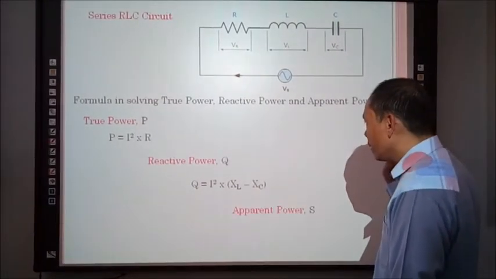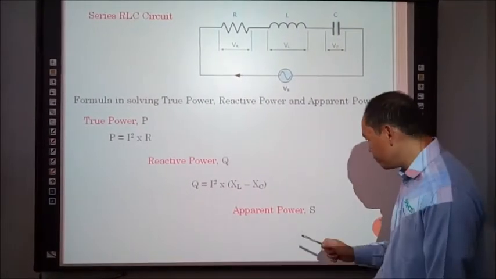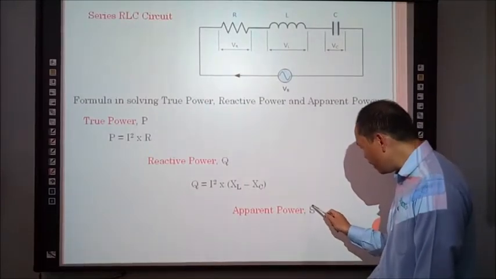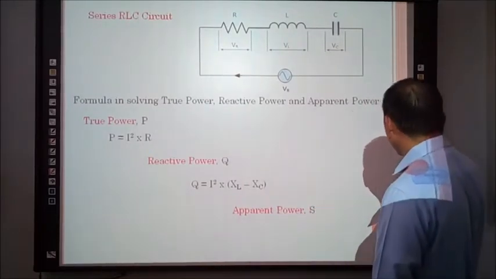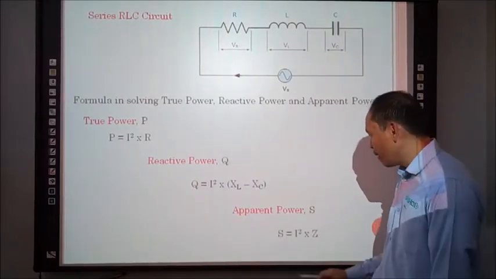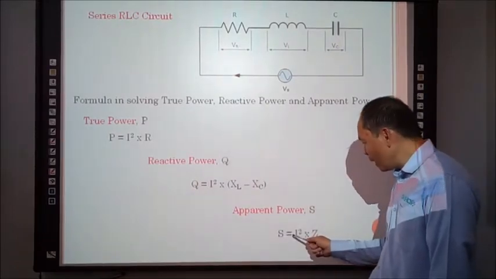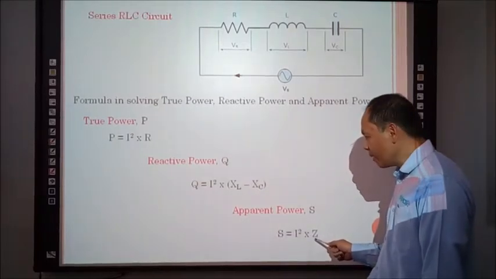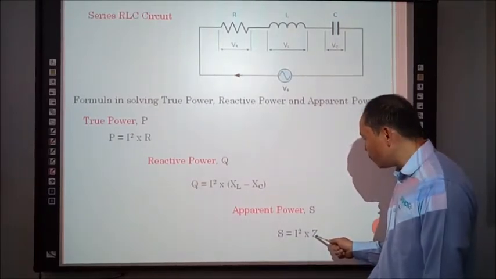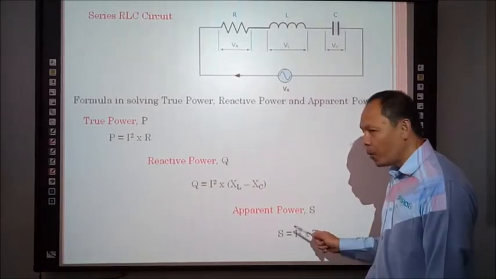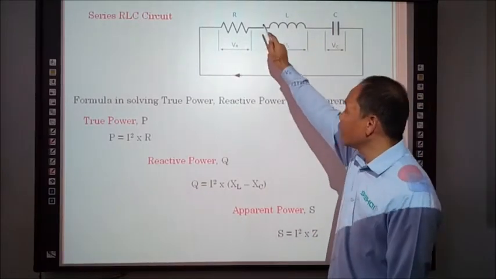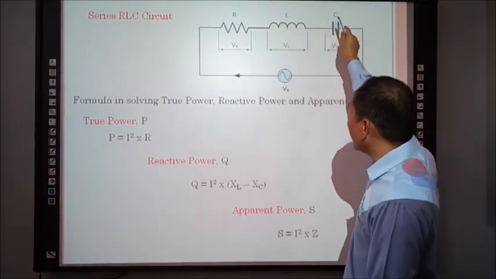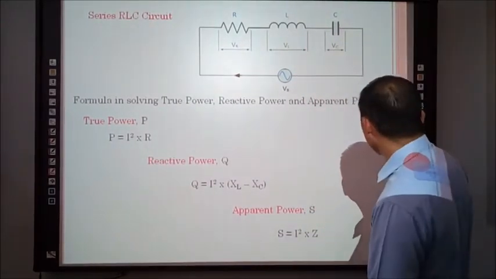Then, the apparent power, the symbol is S. Remember, S is apparent power. The formula is S is equal to I squared times Z. Okay? So this is how we solve for the power of this component: the resistor, the inductor, and the capacitor.